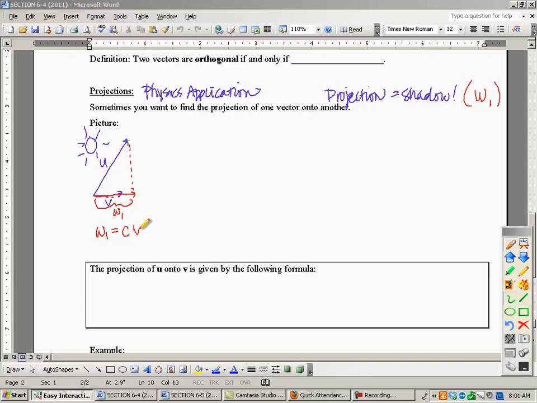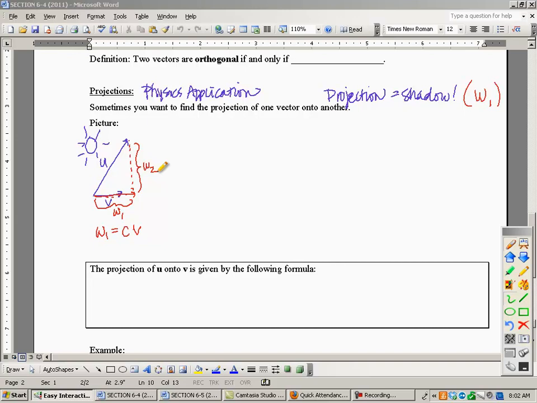Because it's in the same direction, it's on that same line, it's just a little bit bigger. So if I look at this picture, it's kind of like we multiplied the vector v times 1.5-ish, and I don't really know the exact answer, but that's what it looks like. Okay, we also have this length here, which we're going to call W2. And W2, that perpendicular length, is really just going to help us find the length of the shadow.